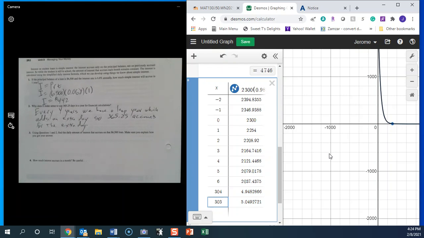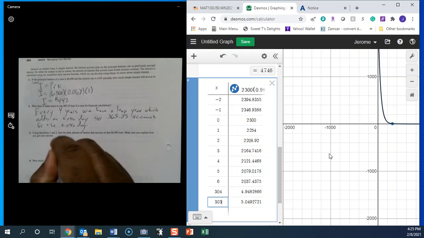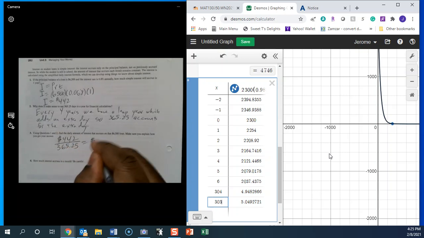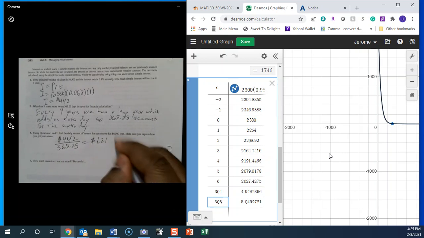Okay, number 3. Using questions 1 and 2, find the daily amount of interest that accrues on that $6,500 loan. Make sure you explain how you got your answer. So you would take the 442 and divide it by 365.25. And this will give you about $1.21 per day.